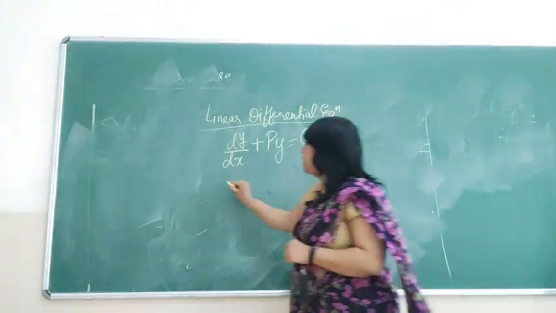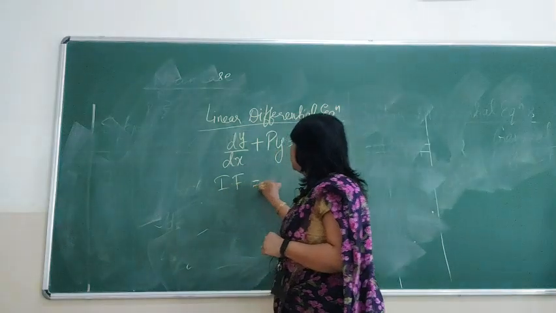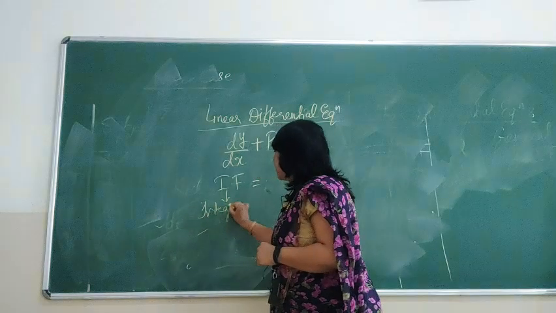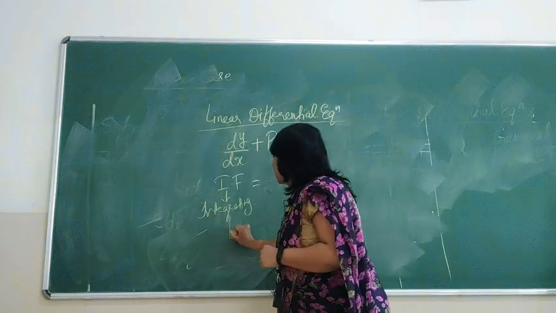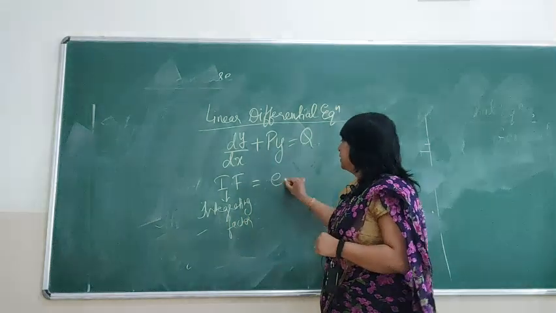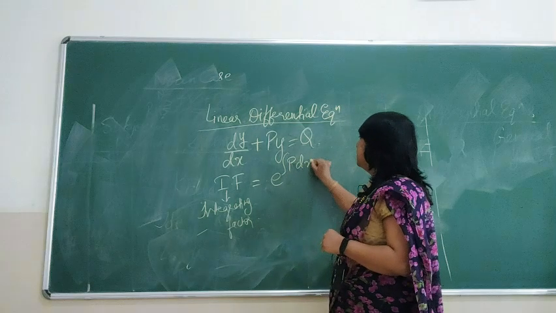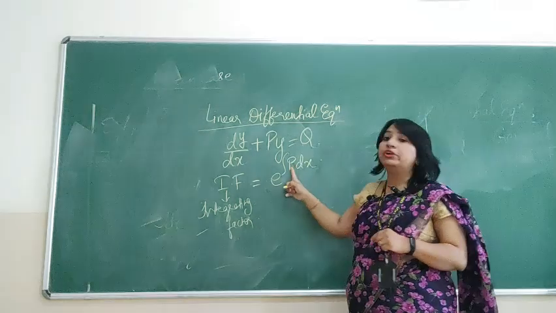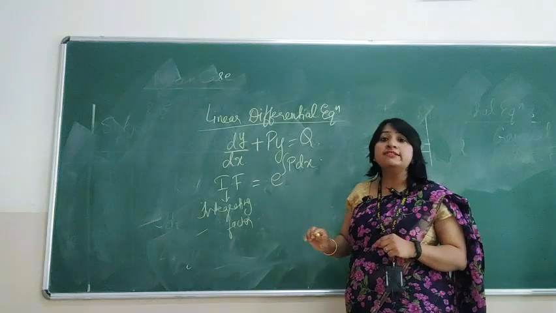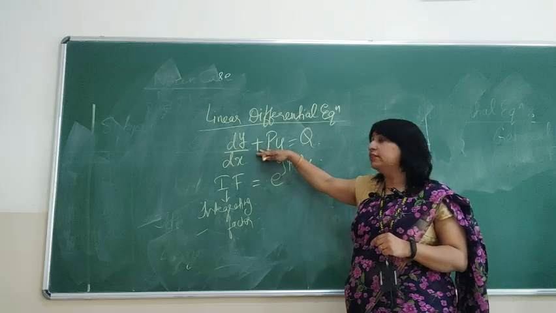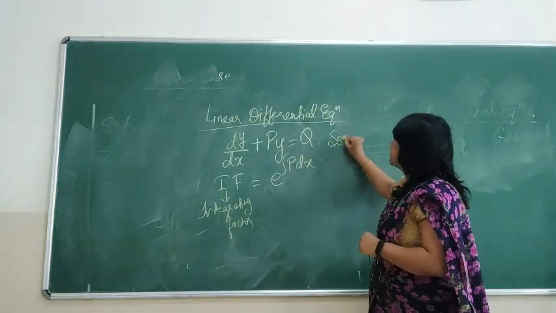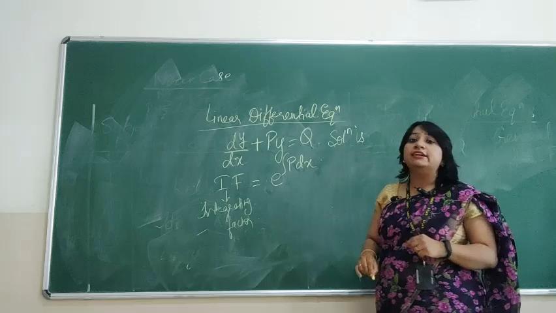Now the next step is to find out the IF. What is IF? IF stands for integrating factor. So the next step is to find the value of the integrating factor, and its formula is given by e to the power integration p dx. So we have to integrate p with respect to x. What is p? P is some function of x which you can get from comparing the given equation with the standard form.